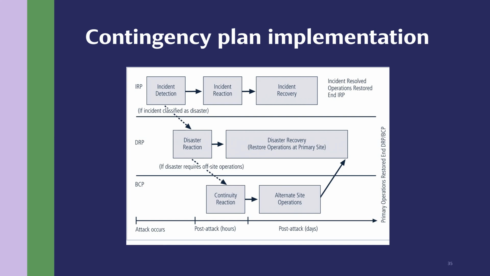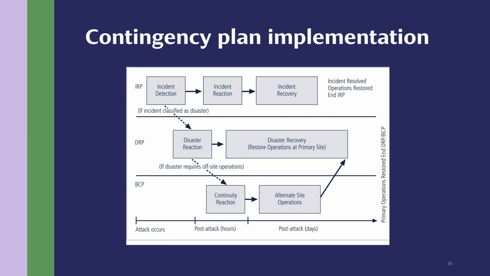if the impact is so high that it cannot be handled at the primary location or primary site, they move to an alternative site where they follow BCP, or continuity reaction, which means continuity reaction or alternative site operations. So both of them can happen at the same time together.